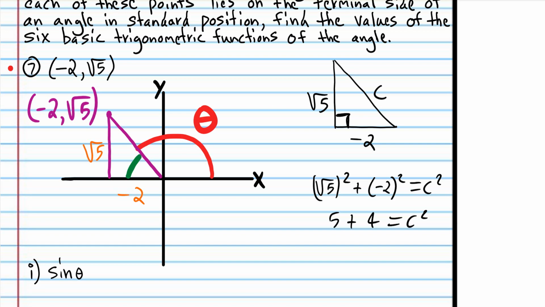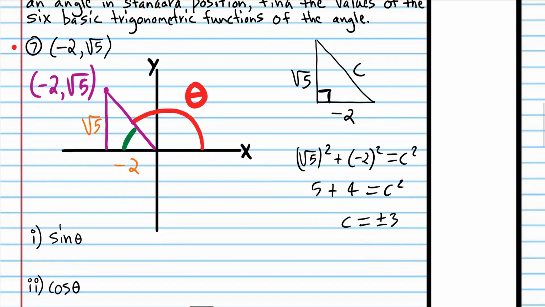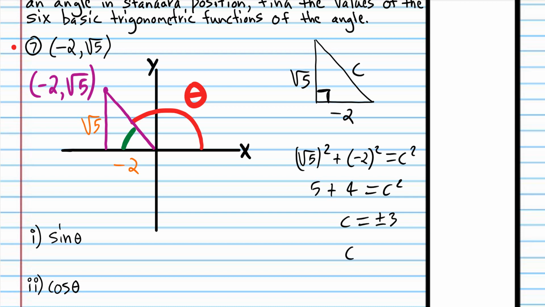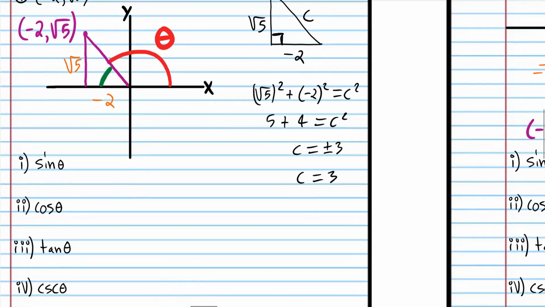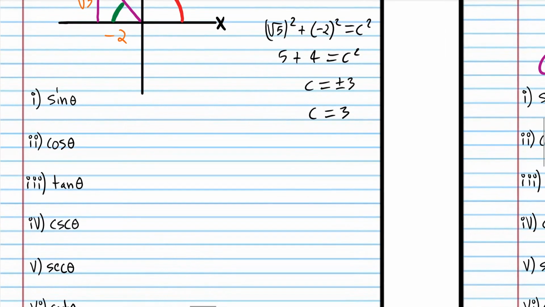And if we solve, we get c is equal to ±3, and the question is, is it going to be +3 or -3? And the answer is it has to be positive, because the hypotenuse is always a positive number. It's very important to remember that. So now we have what we need.